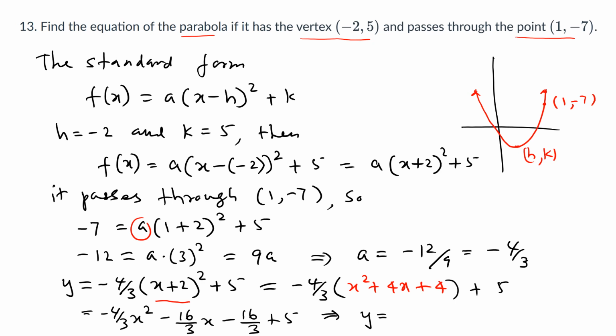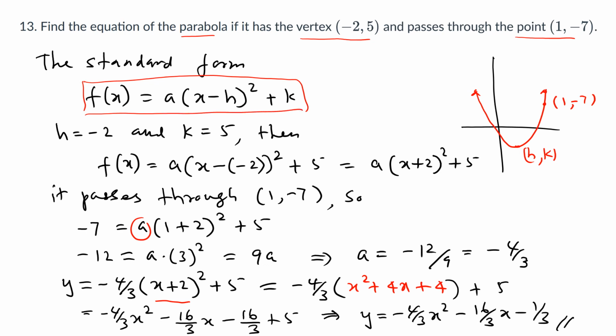I can say y equals -4/3 x squared minus 16 over 3 x plus 1/3. And you can also multiply by 3 to write it in another form, but this is the parabola you are talking about. So what we did was we used the standard form and plugged in the vertex, which is (-2, 5). Okay, so let's go to the next problem.